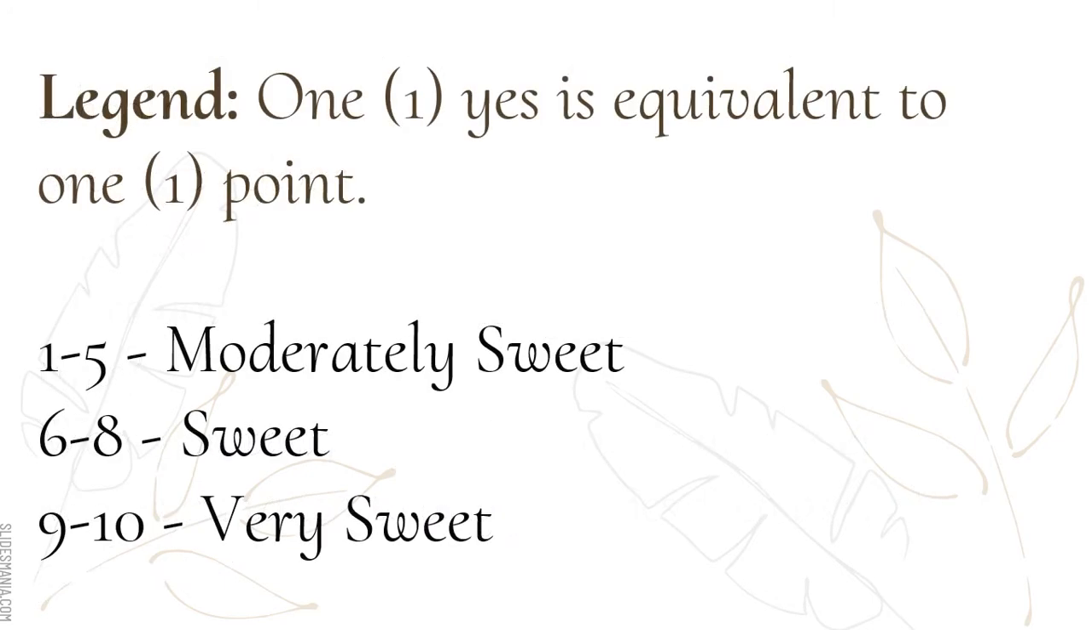And then, after that, we are going to find out whether you are having the sweetest parents or guardians by the following equivalency. If you answered yes, one yes is equivalent to 1 point. Now, 1 to 5 yeses will be moderately sweet. 6 to 8 yeses, sweet. And 9 to 10 yeses will be very sweet for that matter.